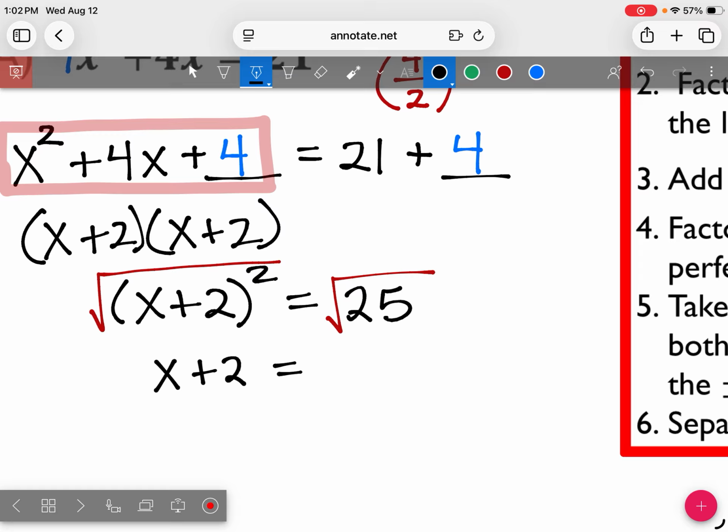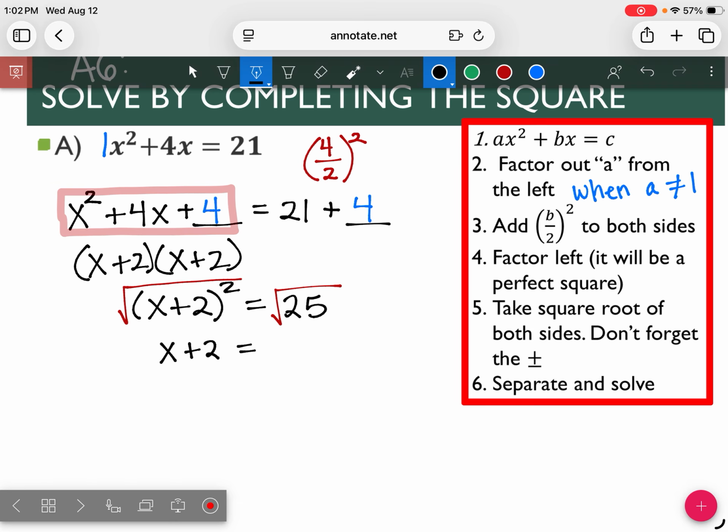Now we're going to take the square root of, all we will have on the left is a plain old x plus 2. Now we're taking the square root of 25, which is 5, but it's also negative 5. That's why in the recipe it says, don't forget the plus minus. That's important. So it equals plus and minus 5.